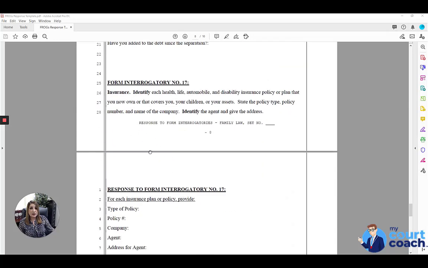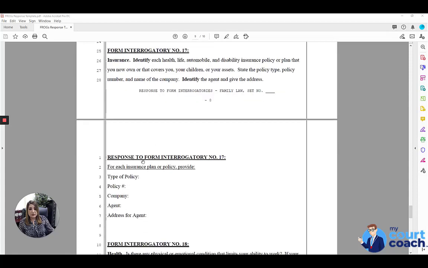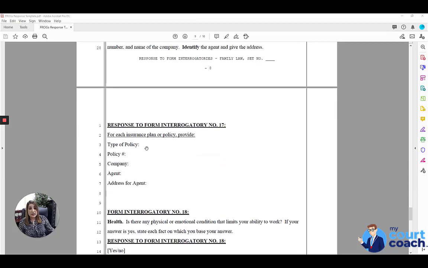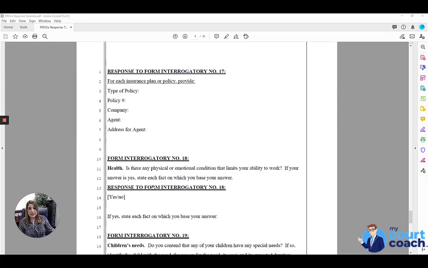Item 17 is like our retirement question or interrogatory. It wants you to identify each insurance plan that either you own or covers you, your children, or your assets. So for those, you just need to, for every single policy or plan, state what type of policy it is, the policy number, the company of the insurance holder, the agent, and the address for the agent.